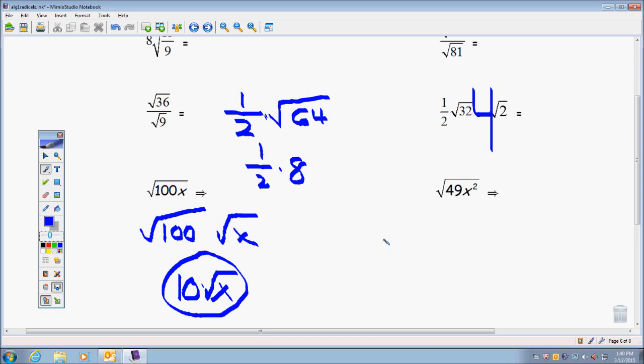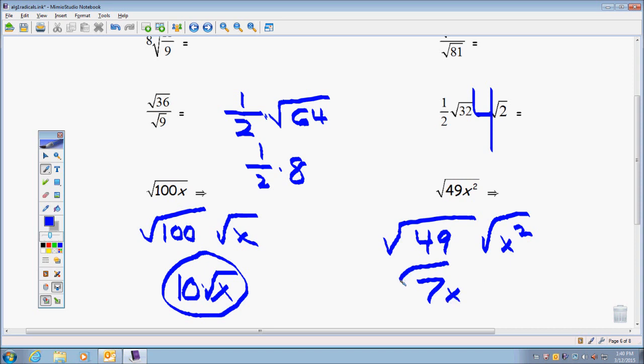All right, radical 49 x squared. I think we believe this was an SOL question from some time ago. So radical 49 and radical x squared. This one's nice and even. That becomes 7, and that becomes x. Half of 2 is 1, so 7x. No radicals here, just 7x.